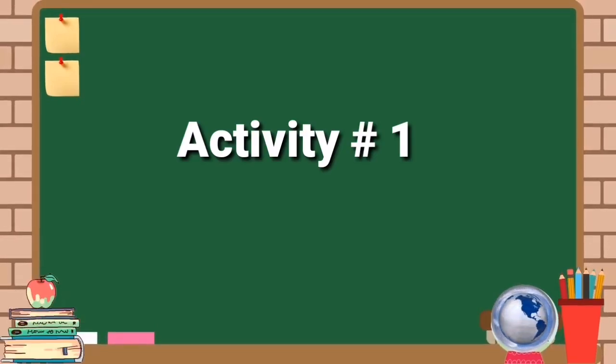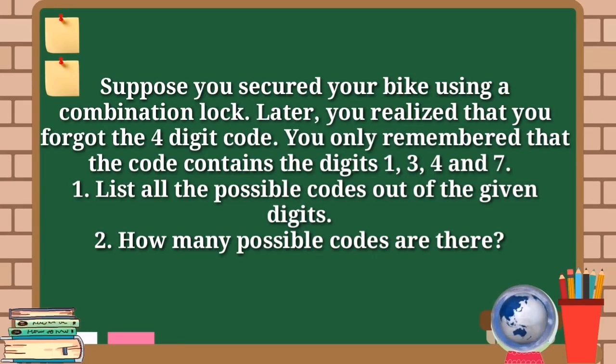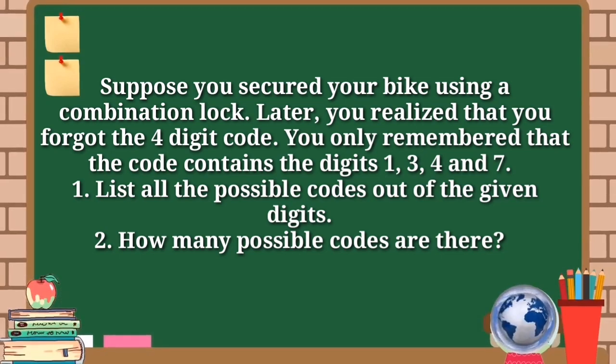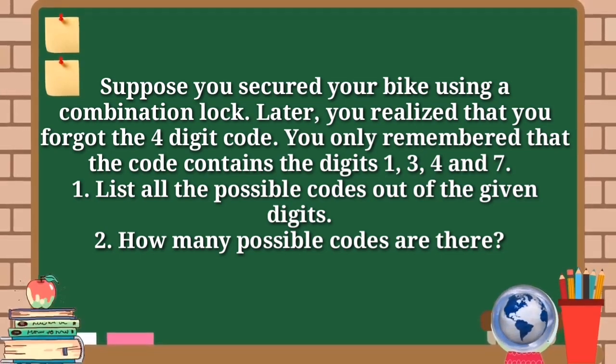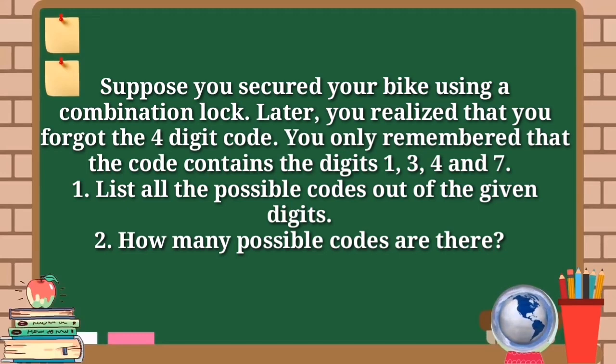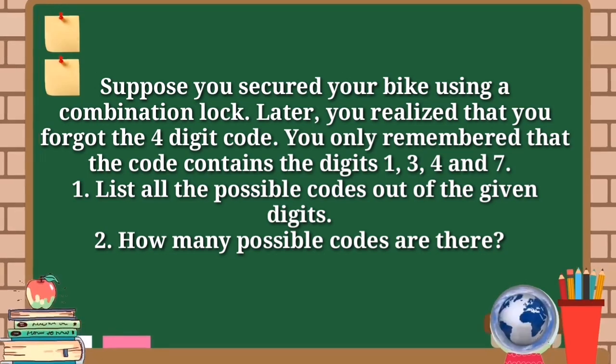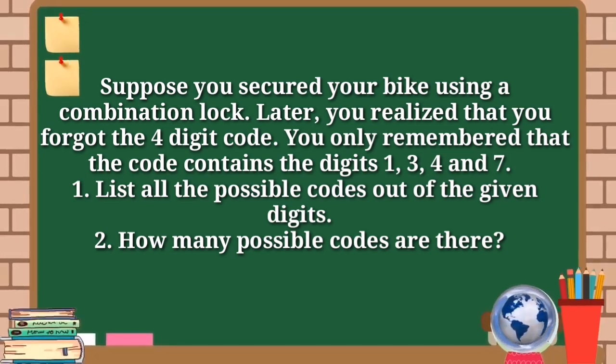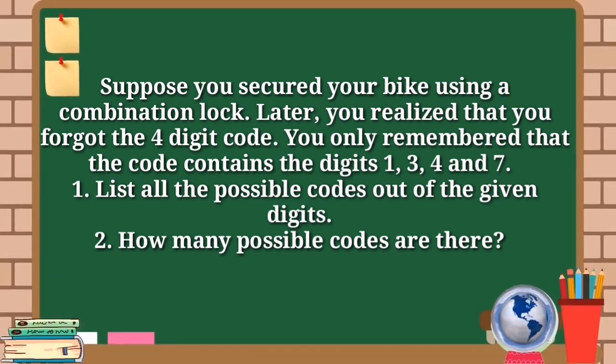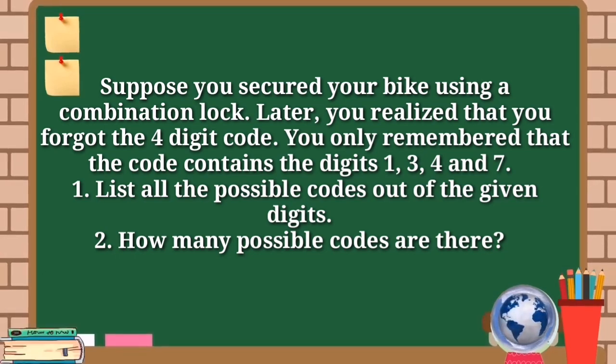Let's start the discussion with an activity. Suppose you secure your bike using a combination lock. Later, you realize that you forgot the 4-digit code. You only remembered that the code contains the digits 1, 3, 4, and 7. List all the possible codes out of the given digits. How many possible codes are there? Just pause the video and answer. And if you're done, just press the play button.